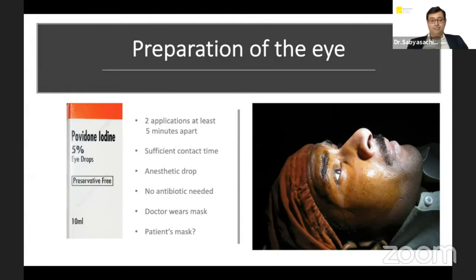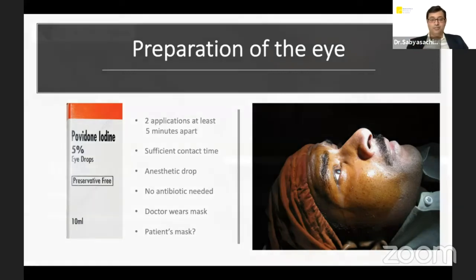Doctors, of course, wear masks, and there is a bit of controversy about whether patients should be wearing their masks. There are a couple of papers recently in Retina which have shown increased risk of endophthalmitis if patients are also wearing their masks. So in COVID times, this is something that we need to think about. I don't prefer patients wearing the mask inside the OR, but it's important that they should not speak at all, so that there is no release of any aerosols.